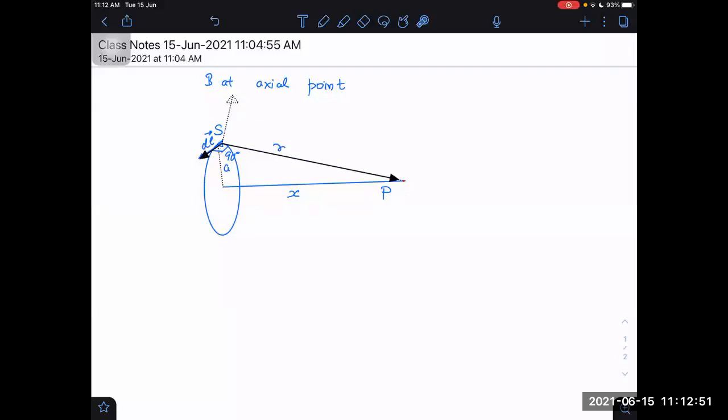Okay. Yes, sir. So in that particular case, I know if I take this cross this, then it will be X means i cap, this is j cap. i cross j will be k cap. k cap is this direction. dl cross r will be in this direction, right or not? Correct one. dl vector cross r vector will be in this direction.